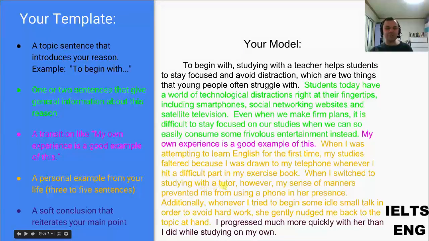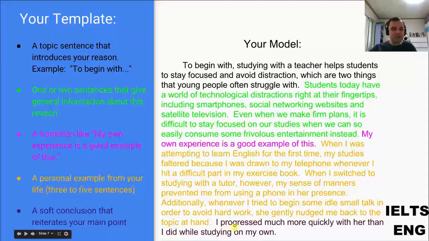When I switched to studying with a tutor, however, my sense of manners prevented me from using a phone in her presence. Additionally, whenever I tried to begin some idle small talk in order to avoid hard work, she gently nudged me back to the topic at hand. Again, that's a personal example. And as I hope you know at this point, all of your body paragraphs should include a personal example or something like this one from your imagination. This didn't actually happen to me, but it works. It's a good personal example from my imagination.